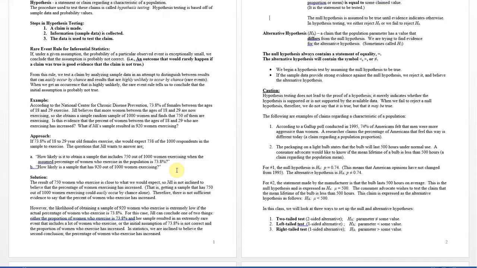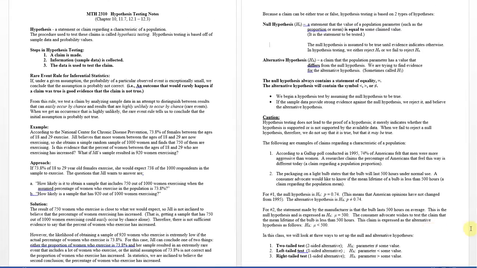It's likely that this 738 is not the correct proportion if we got 920 out of the 1,000 women exercising. So we want to ask ourselves that second idea of, okay, it's actually increased, or is it higher? She thinks it's higher. Seems to be more correct. So the idea is I'll have something that I want to test. I'll have an inkling for what I think it is, and I want to test these against each other. So that's the whole basis of hypothesis testing.